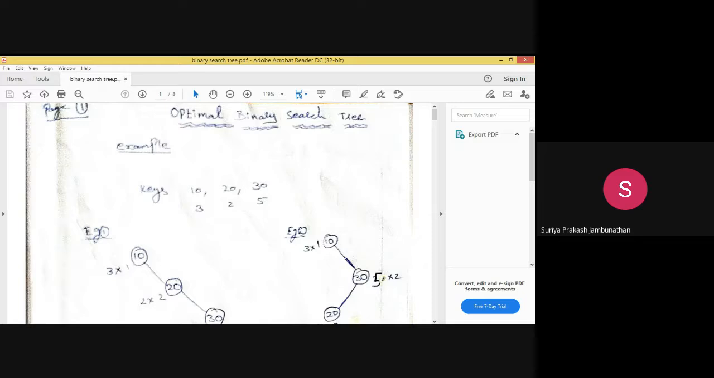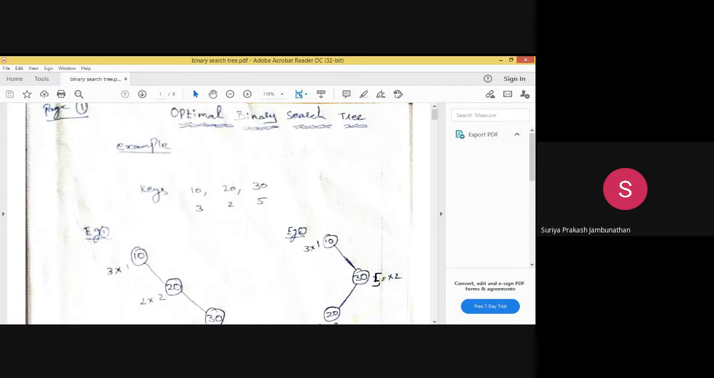So today we're going to discuss optimal binary search tree. In optimal binary search tree, we have a sample problem, and with the use of that problem, we can identify how the solutions are framed. Before going to the problem, let's see how the calculation is happening in the tree we are constructing.